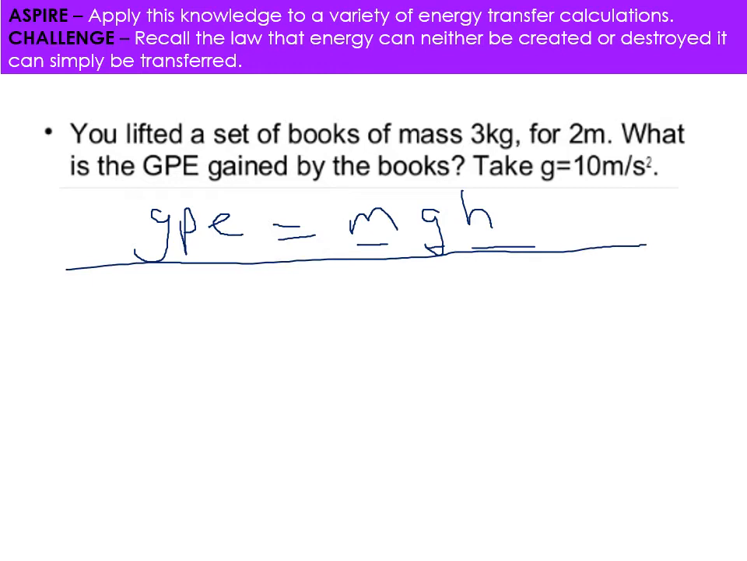I'm going to give you 15 seconds to work it out. So we've written the equation. Now what we need to do is substitute.